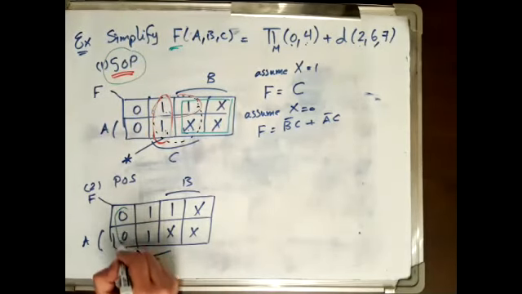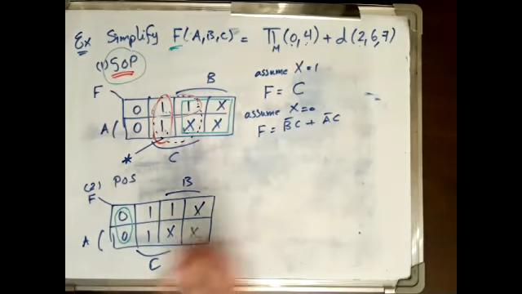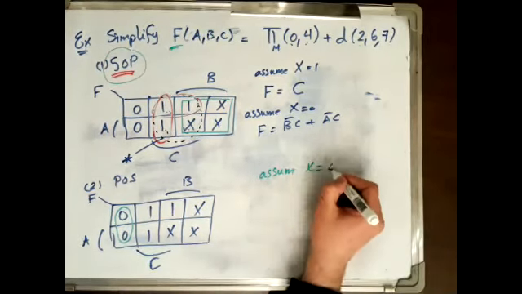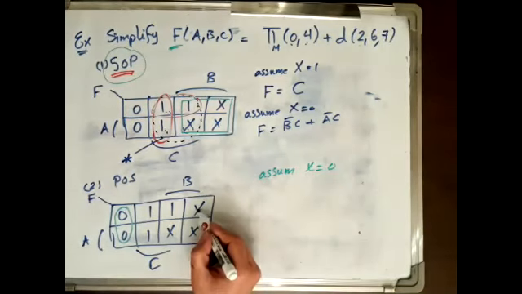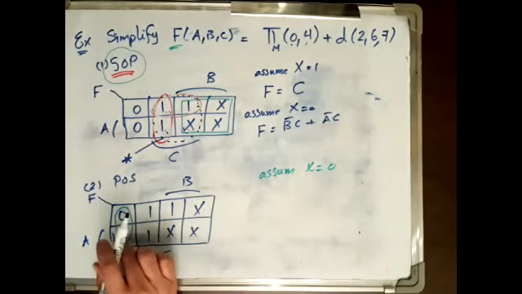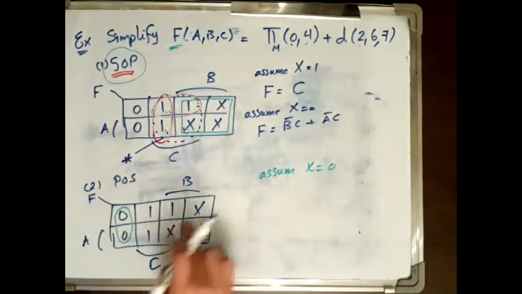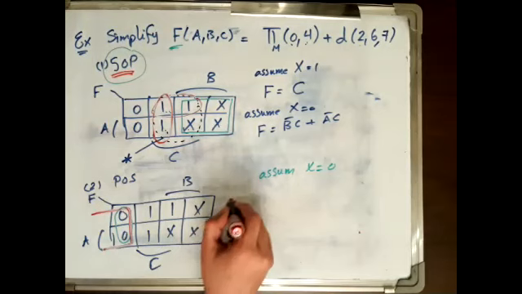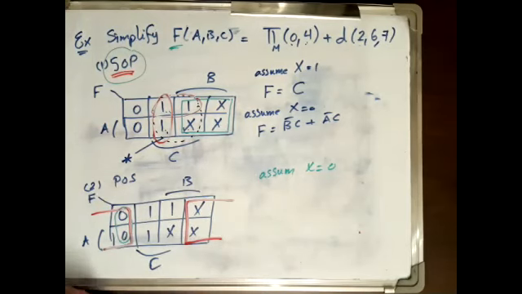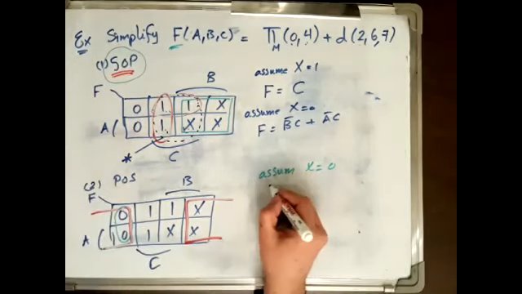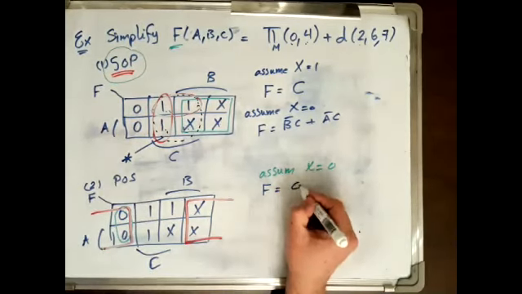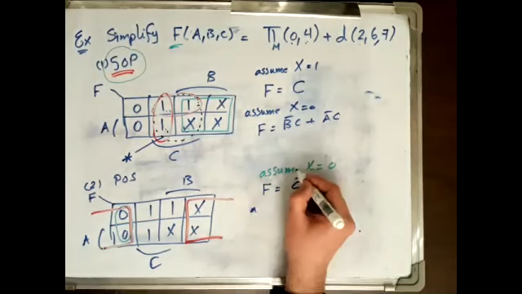If I assume the X's to be zeros, I can make this prime implicant larger. So I can take these with these because they are considered as zeros. So in this case, F will be, what is this red one? It is C bar.